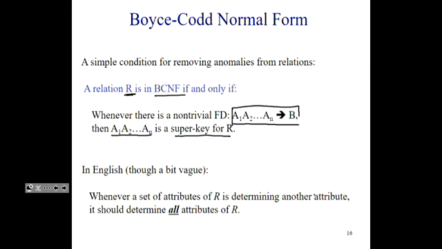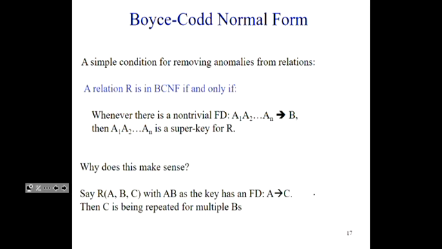Okay, so in a more colloquial way rather than formal way, when a set of attributes in R is determining another attribute, then it has to determine all of the attributes. So you can't allow a set of attributes in R to determine just a subset of all attributes. You have to let it determine all of the attributes. Otherwise, the relation is not in Boyce-Codd normal form. Okay, so let's try to again get some intuition for this.